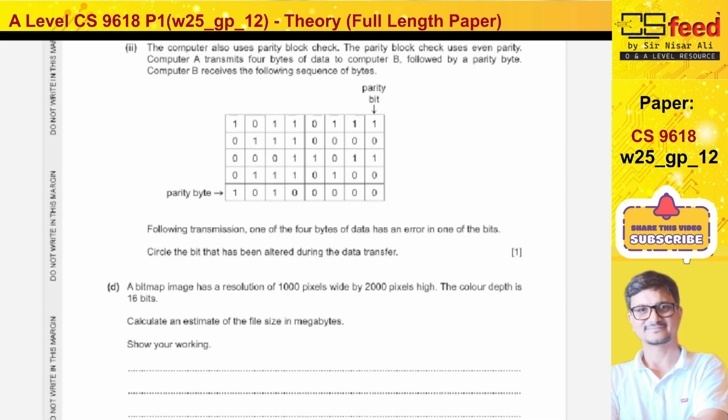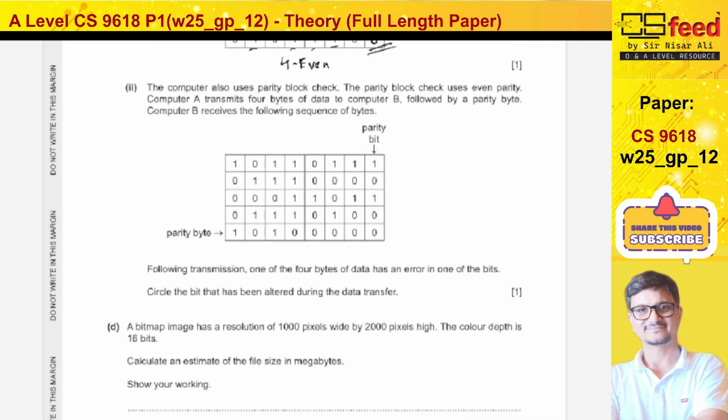The second one is the block parity. So this one is the block parity. It uses even parity. Computer A transmits 4 bytes. Computer B receives the following sequence of the bytes.